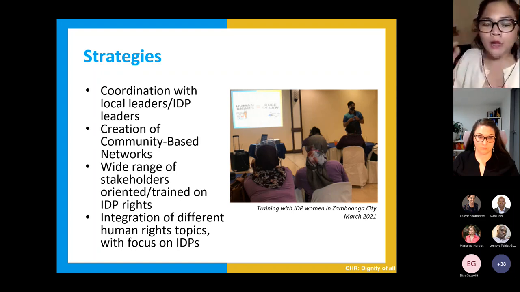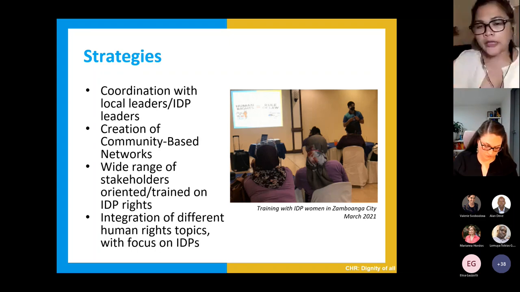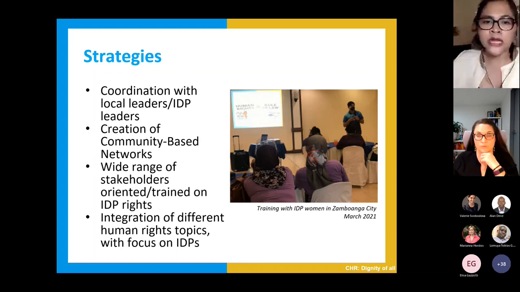And then we also have a more focused IDP rights orientation for them. So they have the basic or the bigger human rights orientation, and then we zero in as well on IDP rights, because, for example, our security sector are also involved in the displacement management, and they are part of the peace and the order situation. So it's very important that they know what are the rights of all persons that they cater to, including IDPs. So yeah, integration of different human rights topics with focus on IDPs. That's what I just shared.